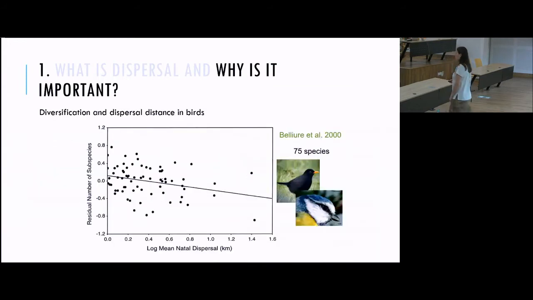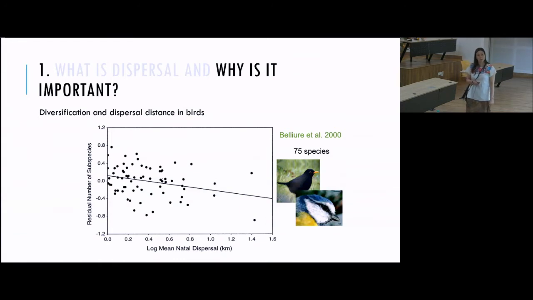Dispersal through gene flow affects many other evolutionary processes, such as genetic divergence and speciation. And this is just one interesting study looking at how dispersal distance in birds might be correlated with the degree of diversification in those groups of birds. They use a data set with about 70 species of birds for which the mean natural dispersal distance is known. And for each of those species, there are different subspecies that have been described.